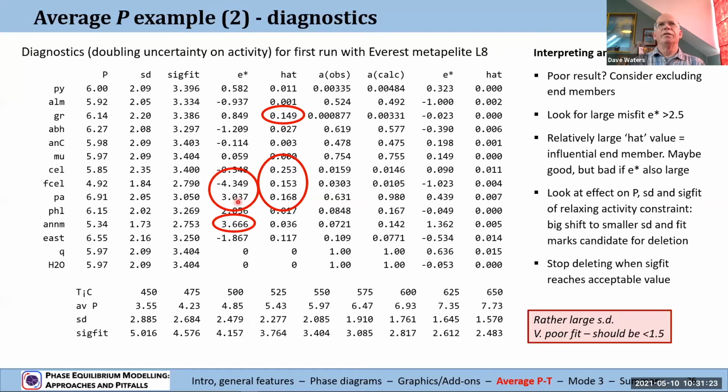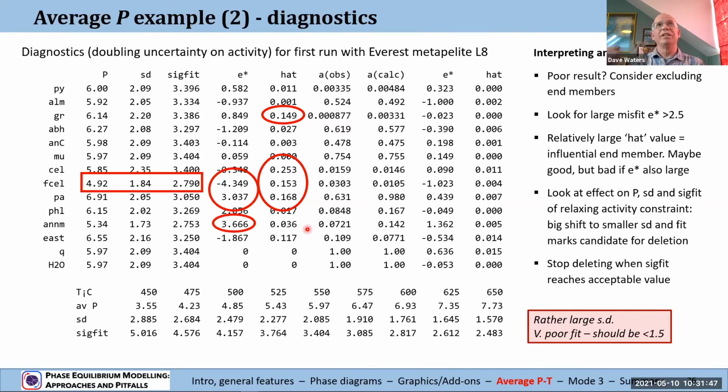They may well be ones that are causing that misfit, and those are potentially things that we'll want to get rid of in order to improve our results. Alternatively, here we've got one of our big misfits associated with a small hat number, so that's not very influential. We might find that problem will go away as we deal with other issues.